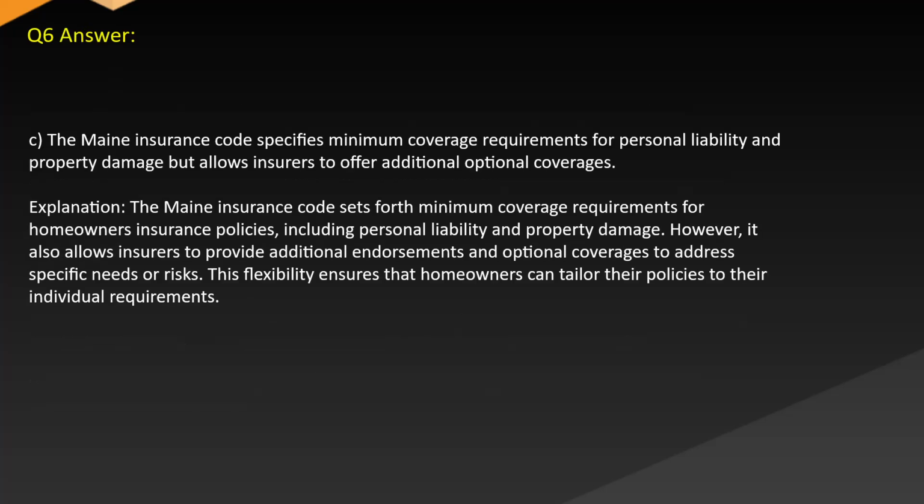Answer: C. The Maine Insurance Code specifies minimum coverage requirements for personal liability and property damage, but allows insurers to offer additional optional coverages. Explanation: the Maine Insurance Code sets forth minimum coverage requirements for homeowners insurance policies, including personal liability and property damage. However, it also allows insurers to provide additional endorsements and optional coverages to address specific needs or risks. This flexibility ensures that homeowners can tailor their policies to their individual requirements.